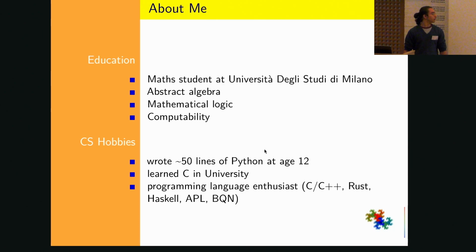But then a couple of years ago, I picked up the habit of learning programming languages. So I did a bit of C and C++, which was what I already knew a little bit about. But then I started with Rust, learned a little bit of Haskell, and then ultimately I got to APL and BQN as well.